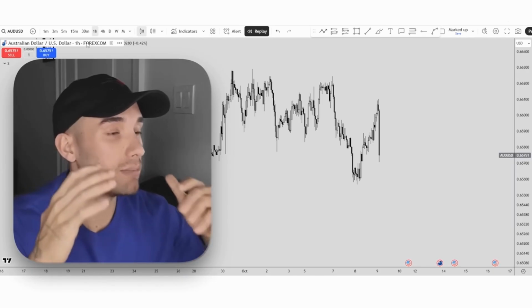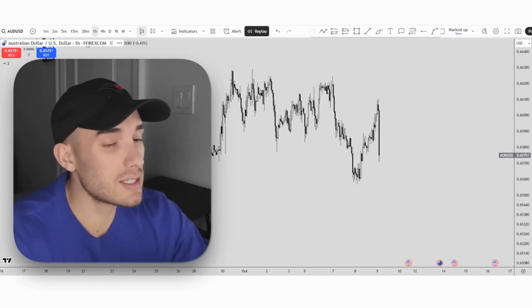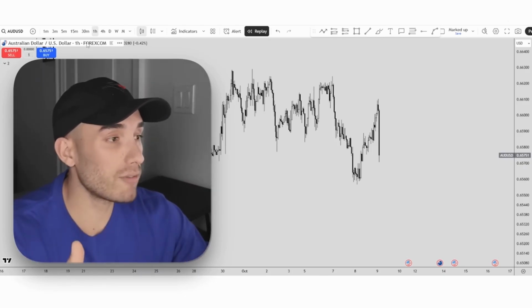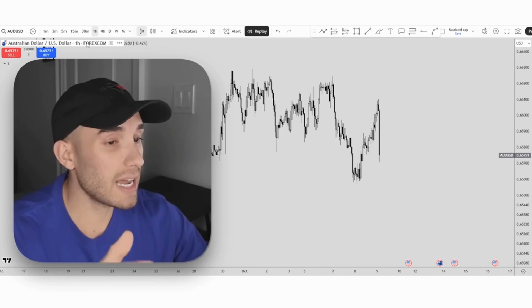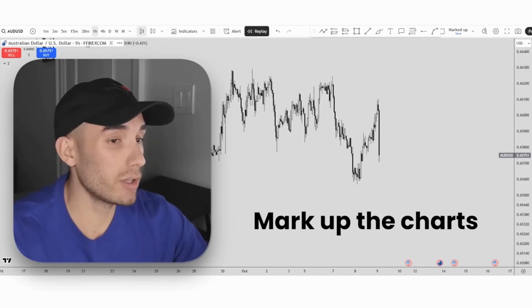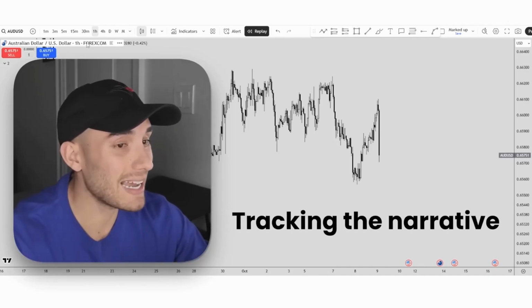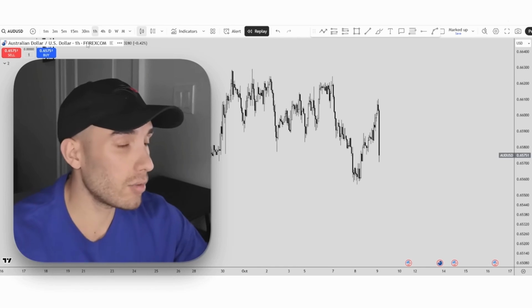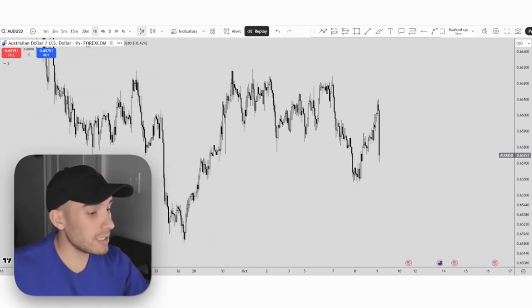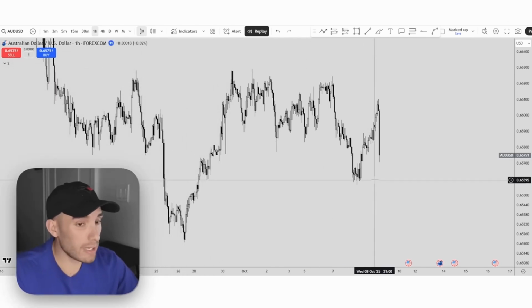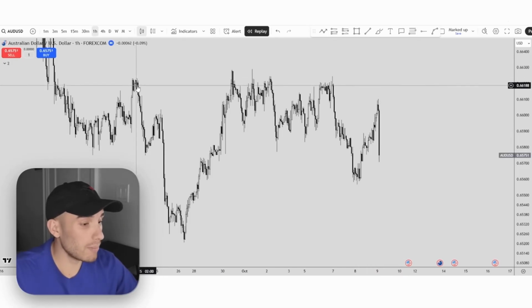I want you guys to be able to look at these naked charts, as per the one in front of us right now, and understand how to mark up the charts accordingly, following price action, tracking that narrative from the beginning all the way to the end. Okay, so I have actually backed up price on replay mode right now to an important time, and we'll get to that. But first, I want to talk about price action over here.